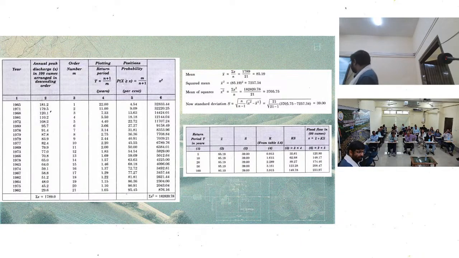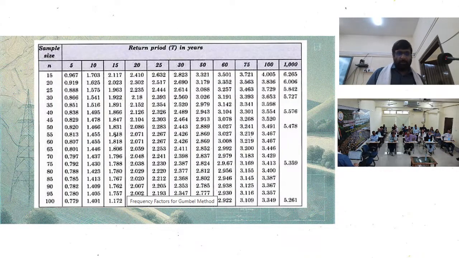Once you do that, x equals x bar plus Ks. Based on that, you can always tell: for a 5-year return period, the K is this, for a 50-year return period, the K is this. The sample size in the table is linear: 15, 20, 25, 30, 35. So you might not have that; you might have 32 samples, or you might have 29 samples.